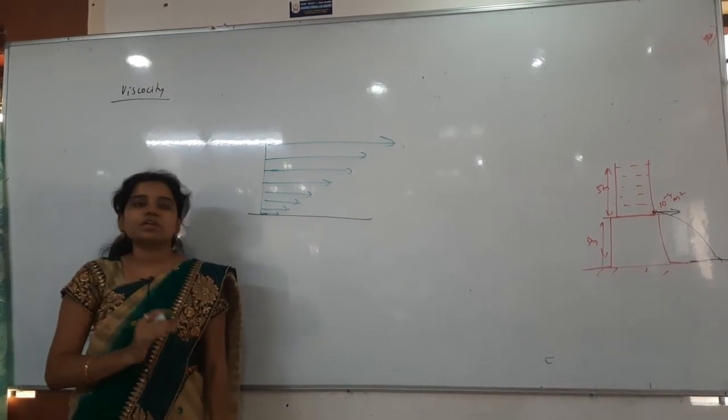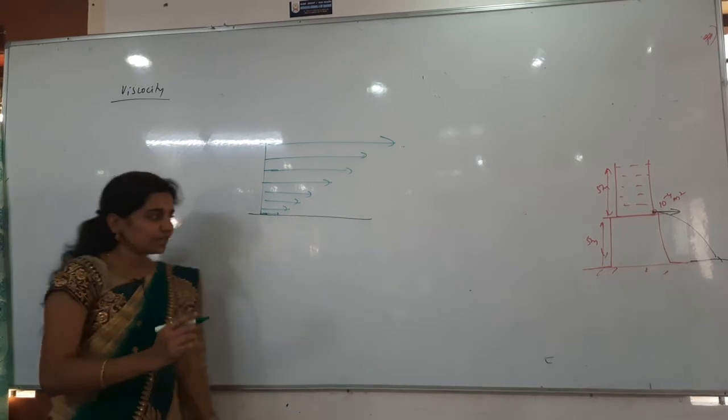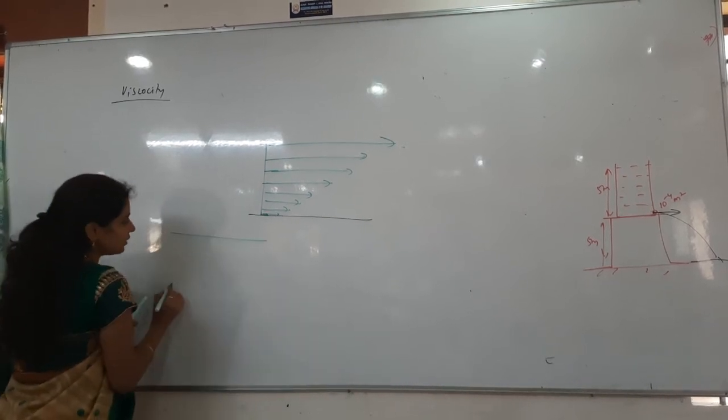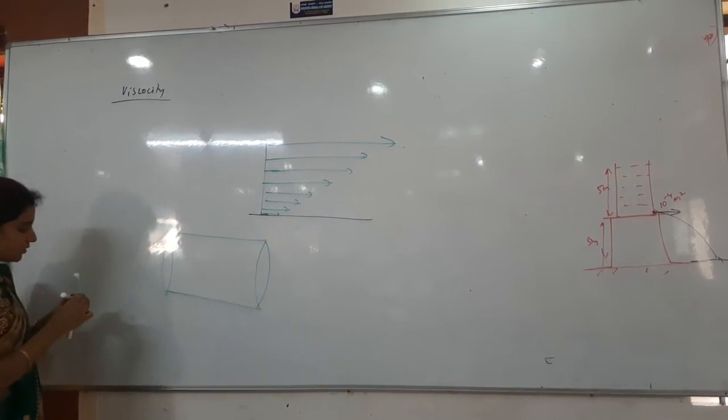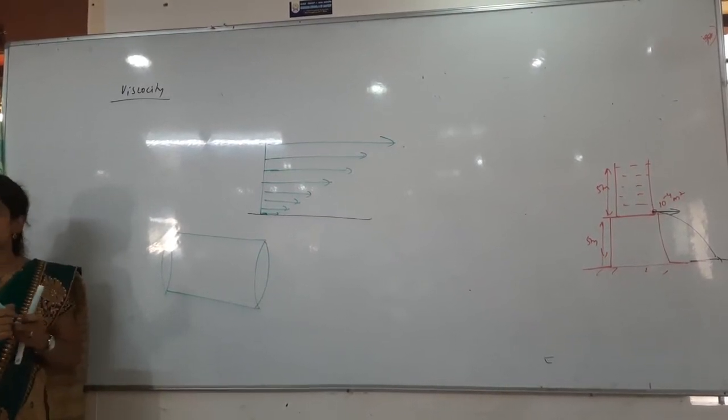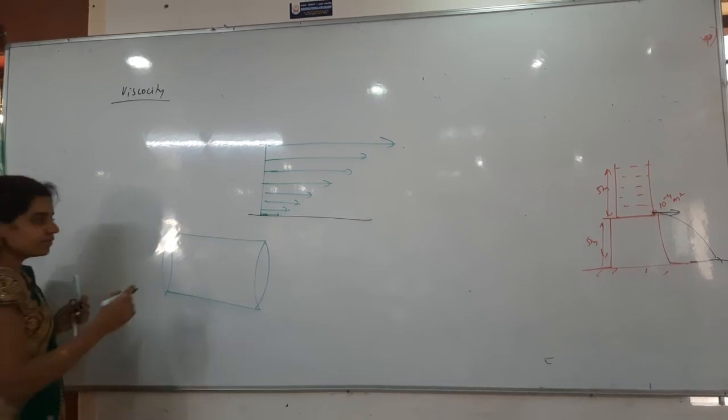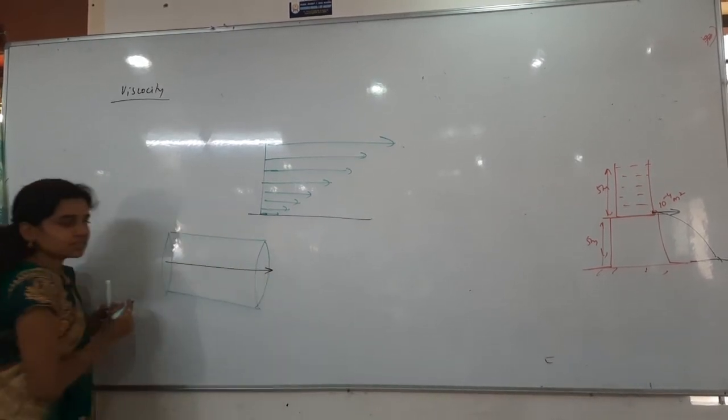Also consider a pipe. How will the structure be in the pipe? For example, if I take this as a pipe, the middle layer will have more velocity. What is the reason? Middle layer will have more velocity. What is the reason?